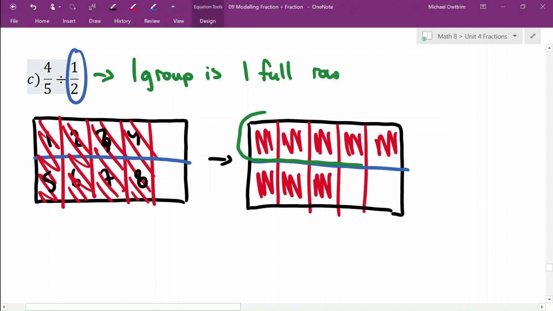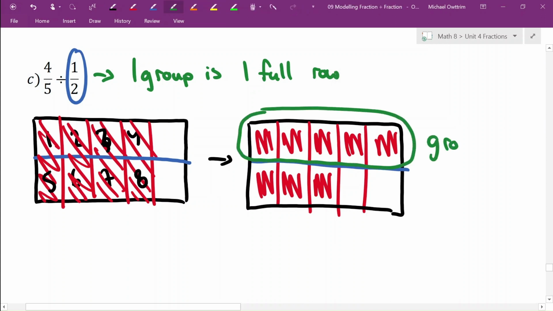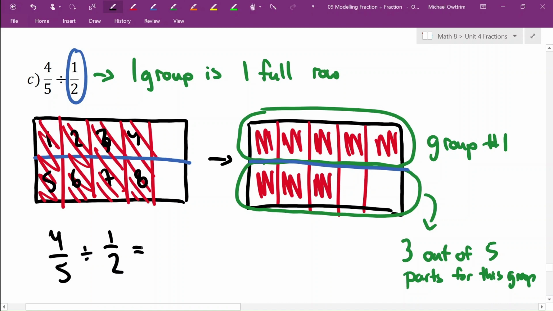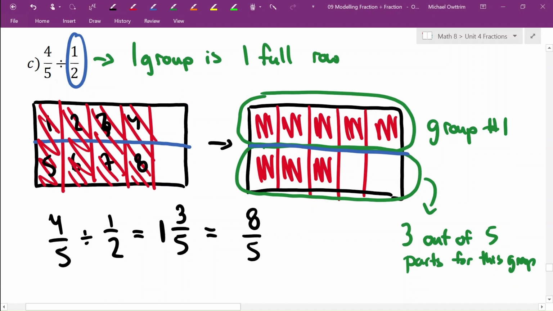And so we do have one full group here. In our second group, we only have 3 out of the 5 needed parts. And so our quotient is the number of groups. And that tells us we have one full group and 3 out of 5 in the second group. Written as a mixed number, that's 8/5.